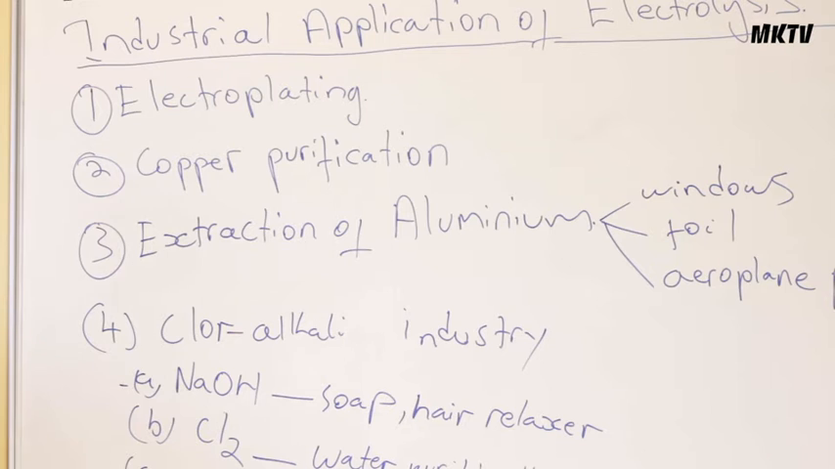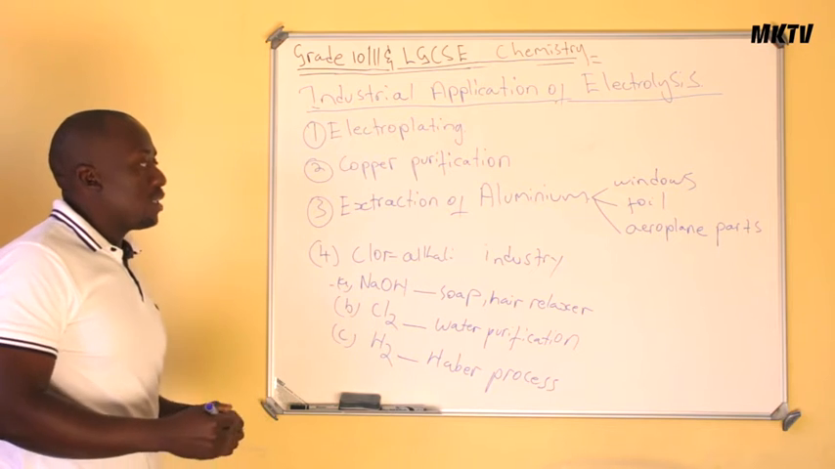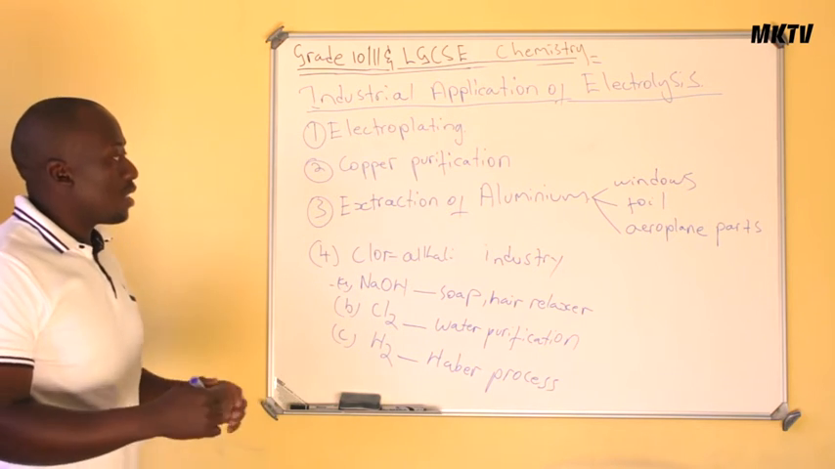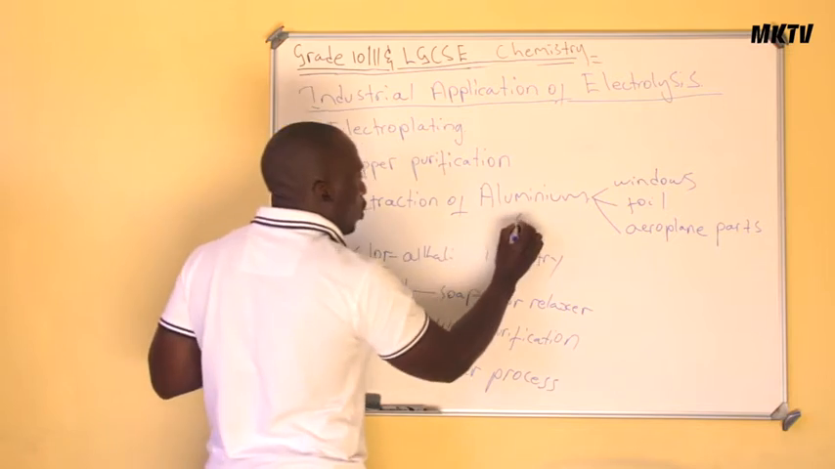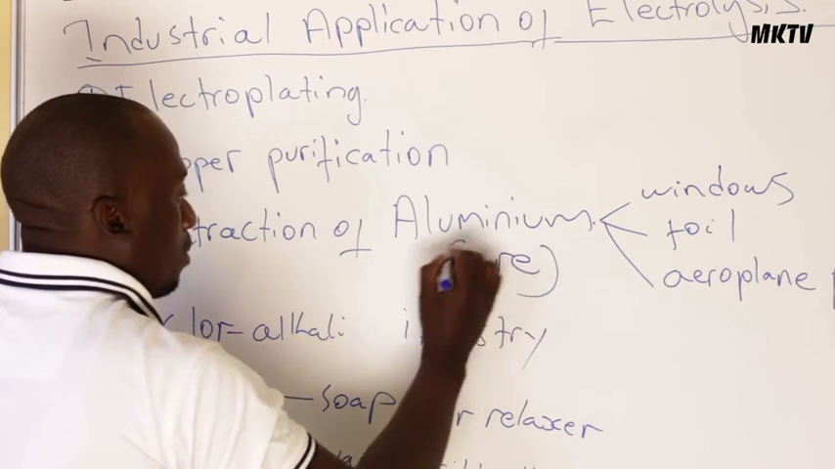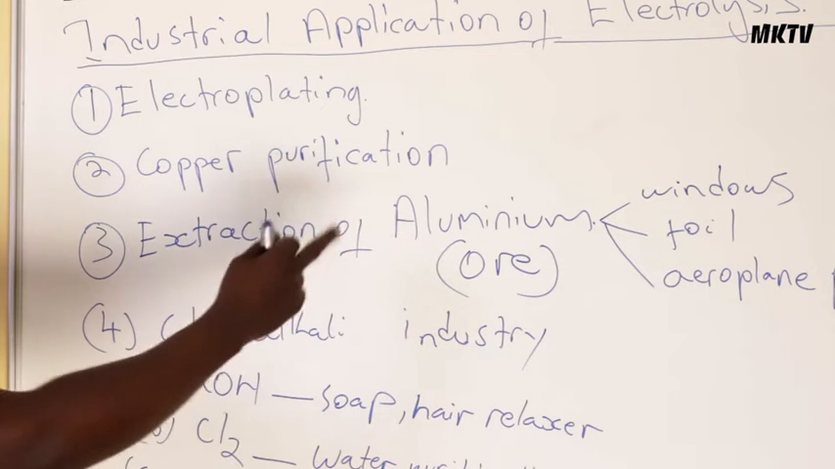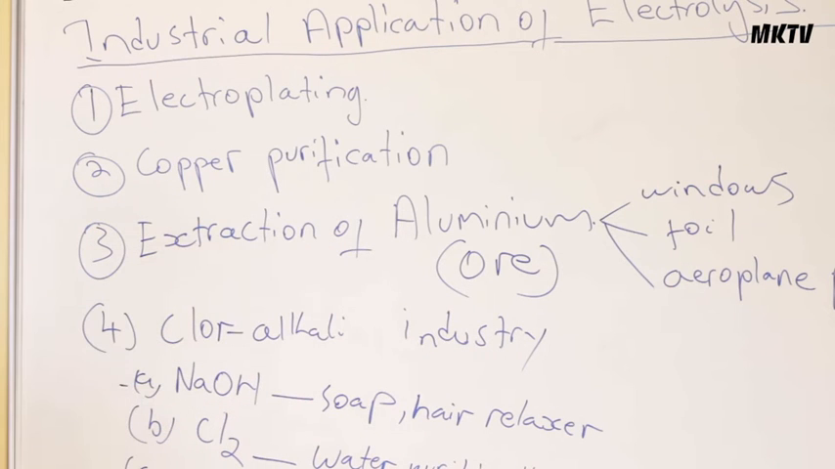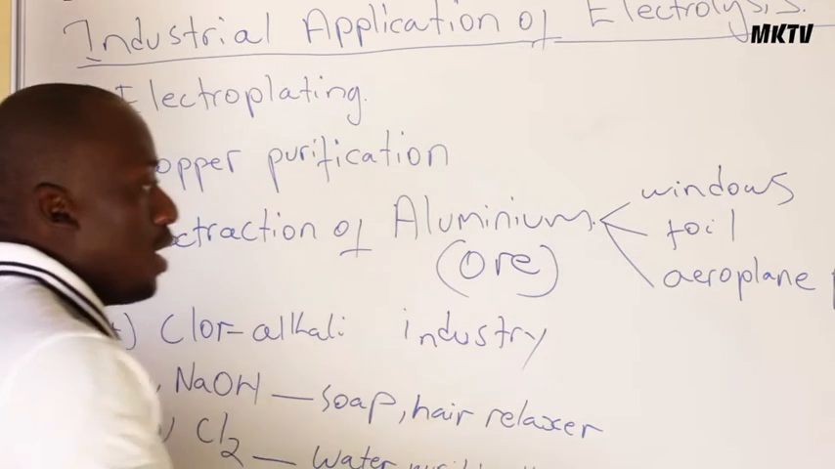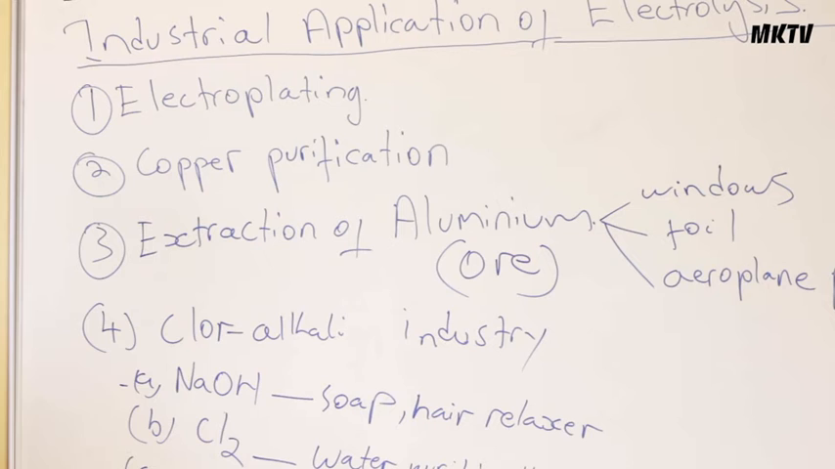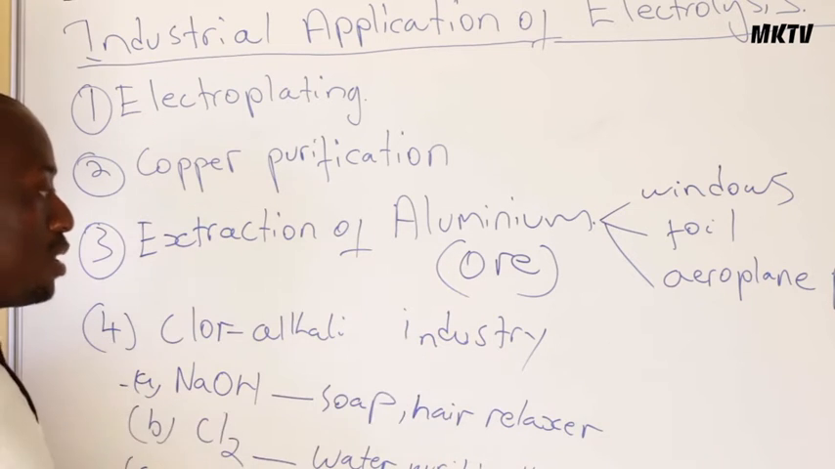So now, extraction of aluminium. Electrolysis is also used to extract aluminium from its ore. Metals normally come from their ores, so in order for aluminium to be extracted from its ore, electrolysis is applied. And here are some uses of aluminium. We have aluminium windows, aluminium foil, and also aeroplane parts are made of aluminium.